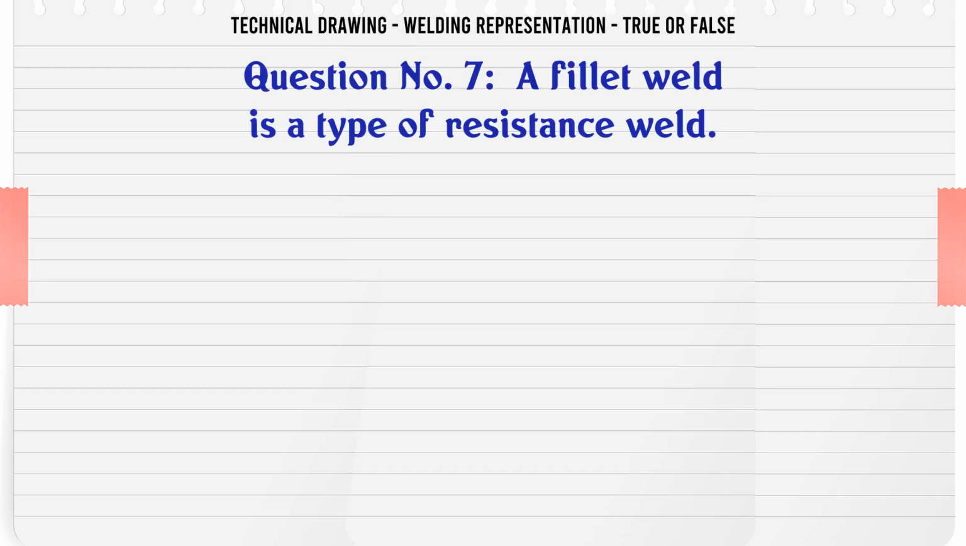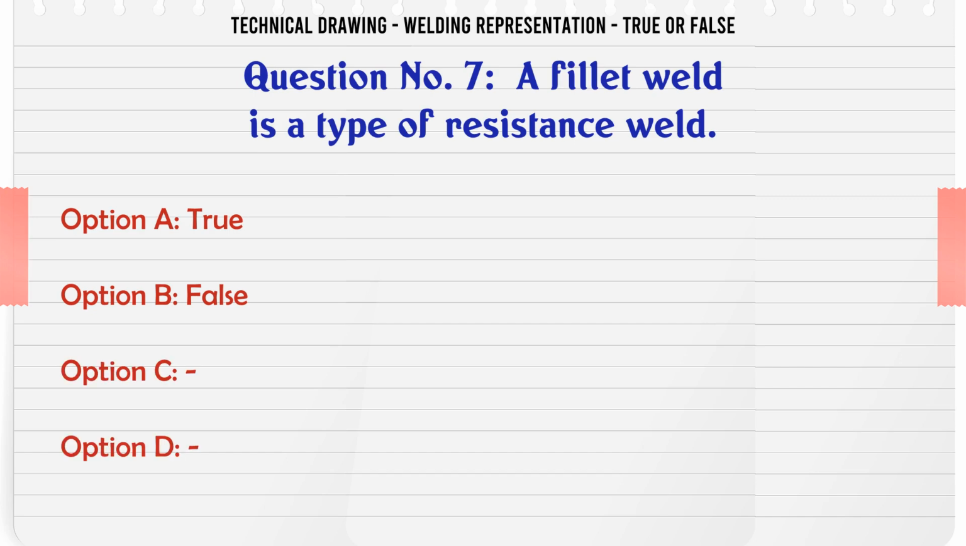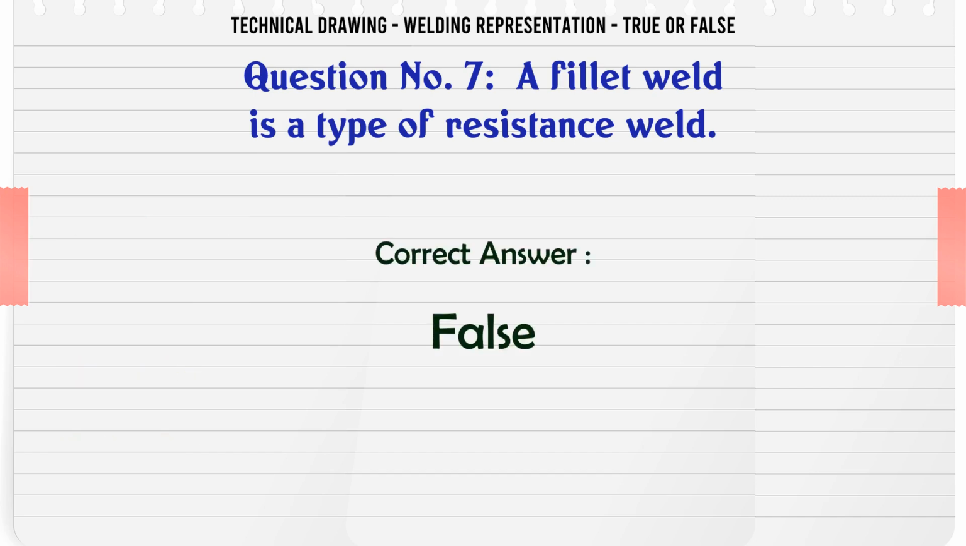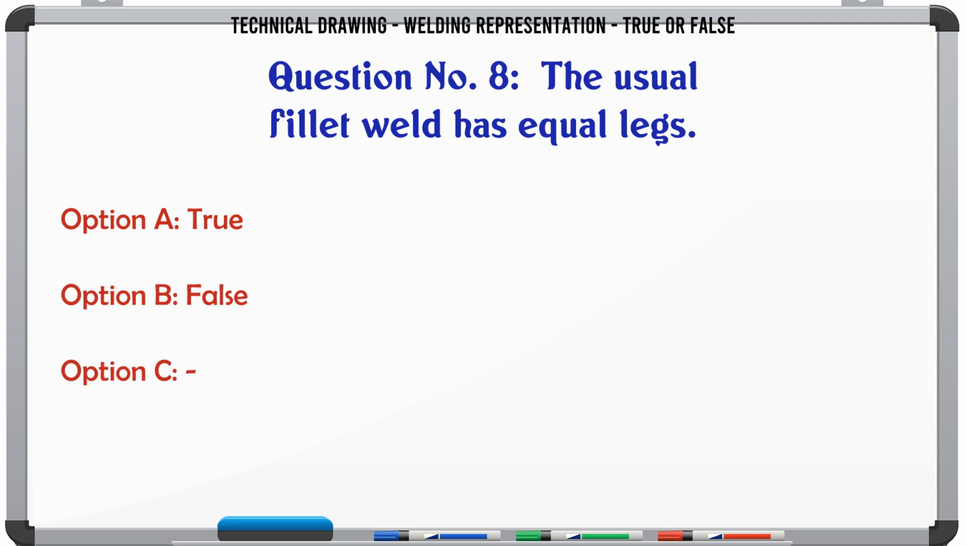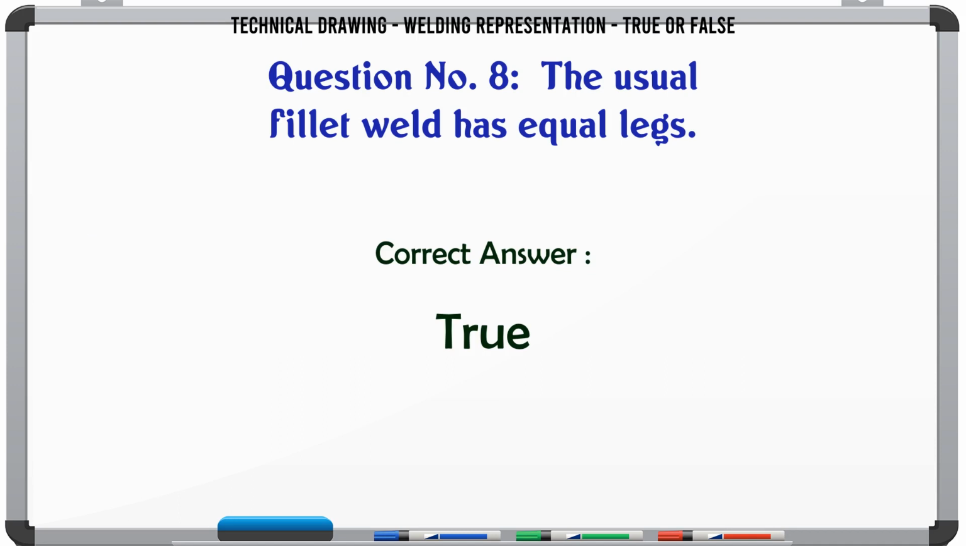A fillet weld is a type of resistance weld. True or false? The correct answer is false. The usual fillet weld has equal legs. True or false? The correct answer is true.